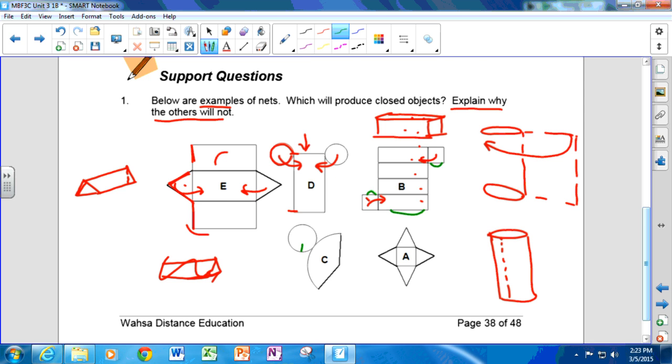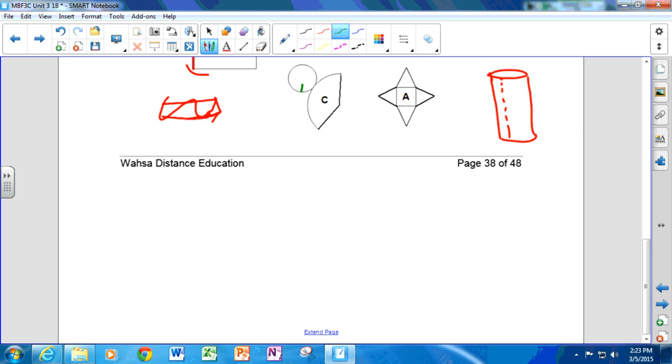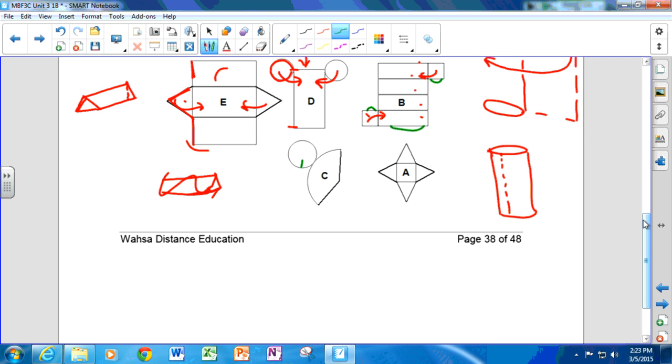I'm just going to scroll down a bit, and I'm going to extend the page so it'll pop up. Sorry about that. If I think about C as the base of something, and I just bend that up and then curl it around, what we end up with is a cone. I don't know if I drew that really well, but we end up with a cone.